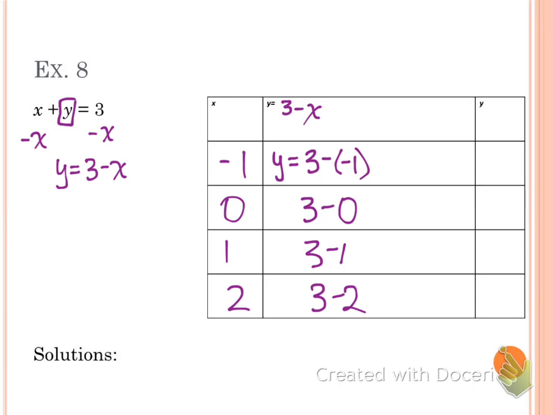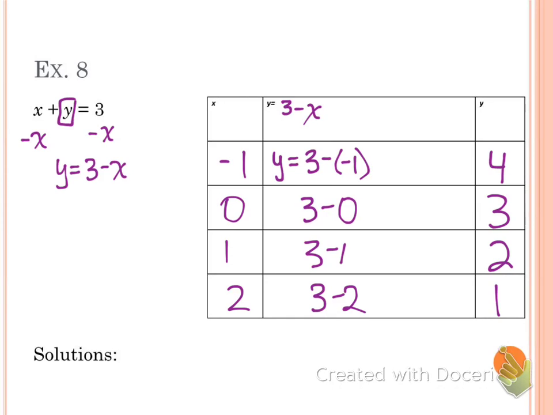All right, so we start evaluating our middle column. What is 3 minus negative 1, Ellie? 4. 3 minus 0, everyone. That was not everyone. That was a few more people. 3. 3 minus 1, everyone. 2. And 3 minus 2, 1.